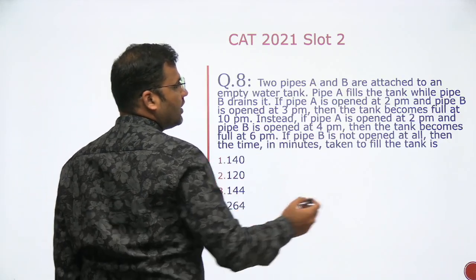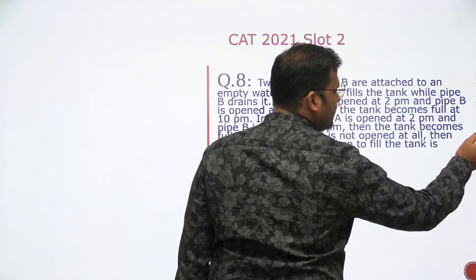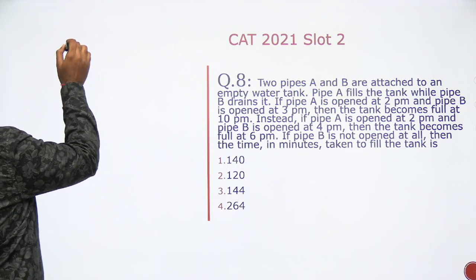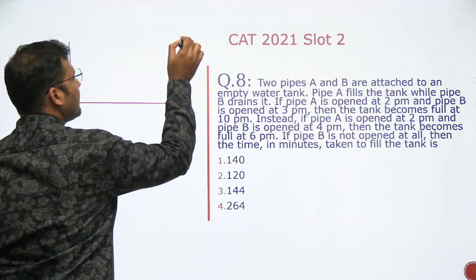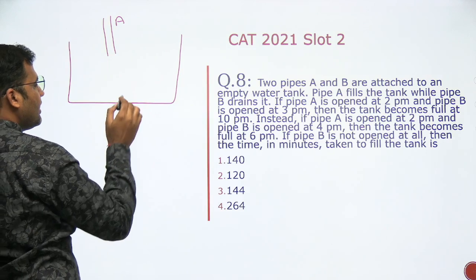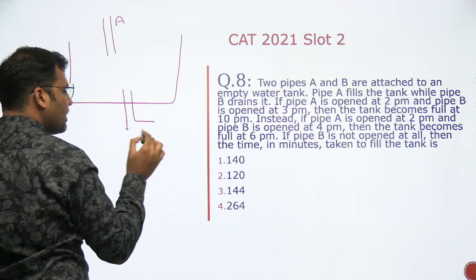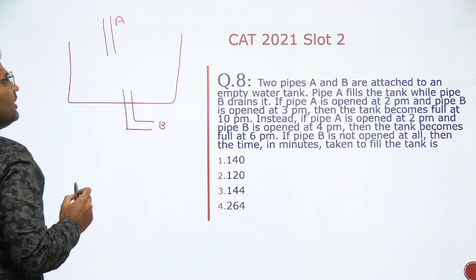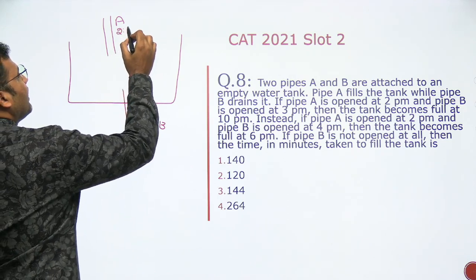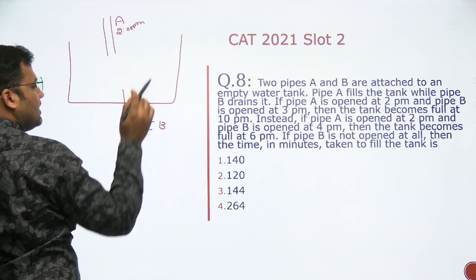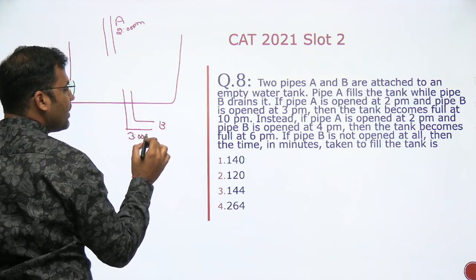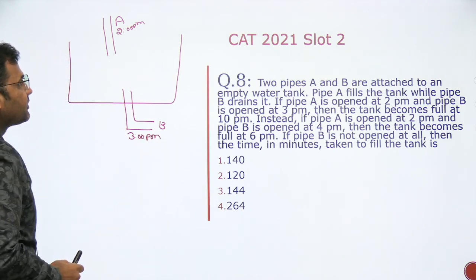Okay. So guys, again, this is an easy question of time and work. All you need to do is just understand the basic statement here. Pipe A is that pipe which is filling the tank, and pipe B is that pipe which is draining the tank. Right. Now, if this pipe is opened at 2 p.m., and this pipe is opened at 3 p.m., the tank gets filled at 10 p.m.